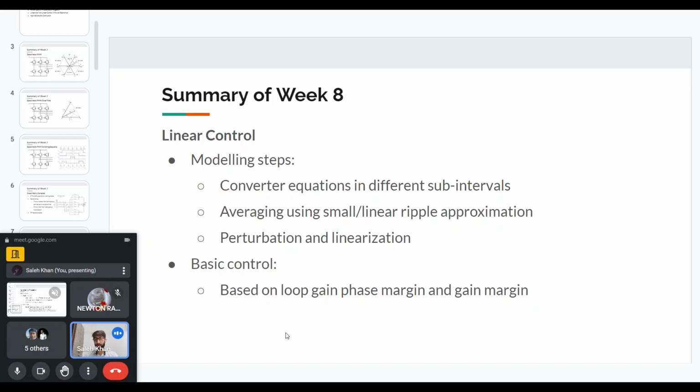And so this is a very popular technique for finding the linear model of a system. It is called perturbation and linearization based on an operating point. And then we can use the linear control techniques based on frequency analysis, the phase margin, gain margin, those techniques we can use on our linear model of the converter.